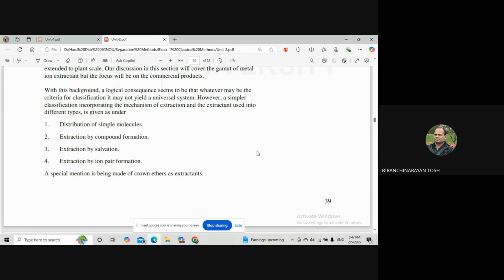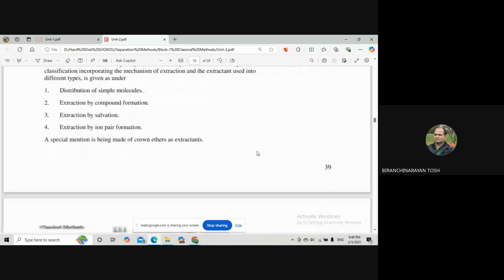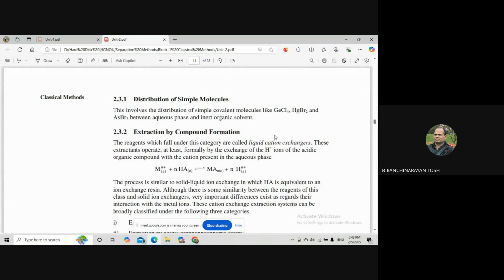So, we'll discuss one by one. Distribution of simple molecules. This involves the distribution of simple covalent compounds or covalent molecules like CCl4, mercury bromide, and arsenic bromide between the aqueous phase and an inert organic solvent. So simple molecules means they will not associate or dissociate. Depending upon the solubility and partition coefficient, you have to separate these things. So it is very simple.